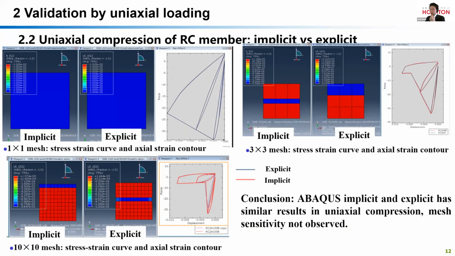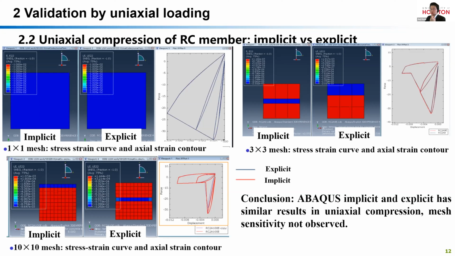Second, the uniaxial compression load is applied to this RC member, and the results, the stress strain curve from both the ABAQUS implicit solver and explicit solvers are consistent. It is observed that these are the axial strain plot. As shown in this figure, the mesh size increases from one element to 100 elements.